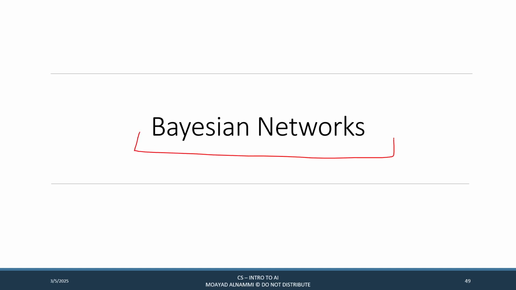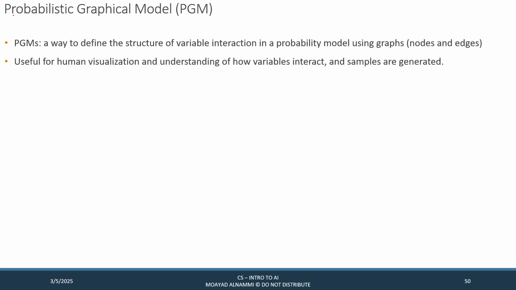Okay, so the next item here is Bayesian networks. Before that, I want to talk about probabilistic graphical models. These are called PGMs. So what are PGMs? They are a way to define the structure of variable interaction in a probability model, where you define this interaction using graphs, and you have nodes and edges in these graphs.